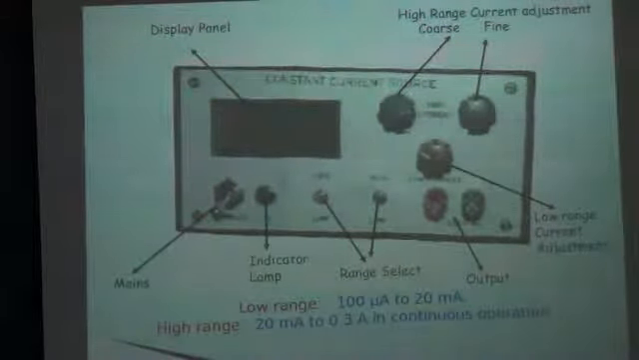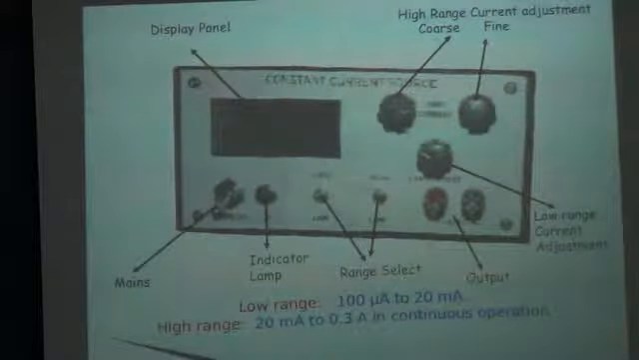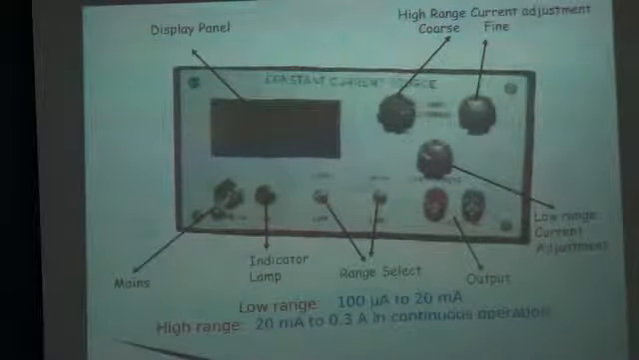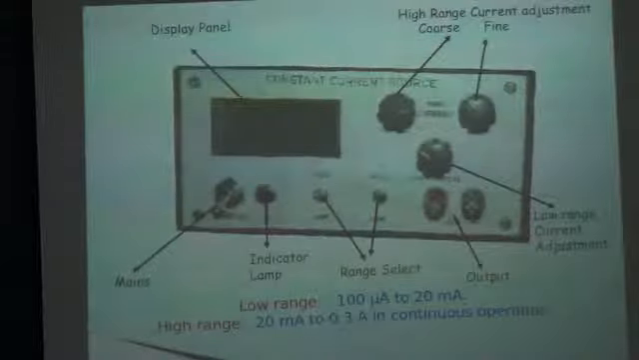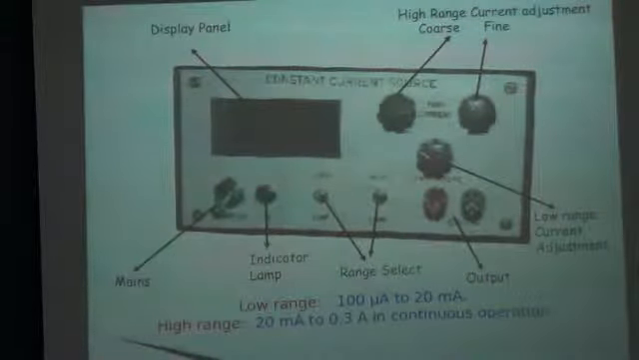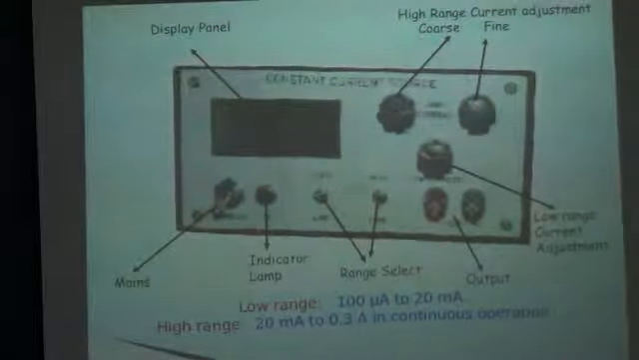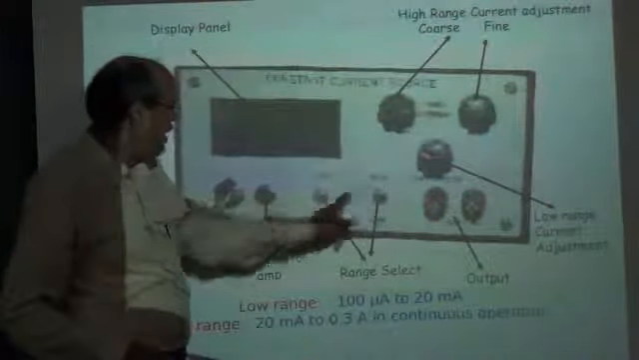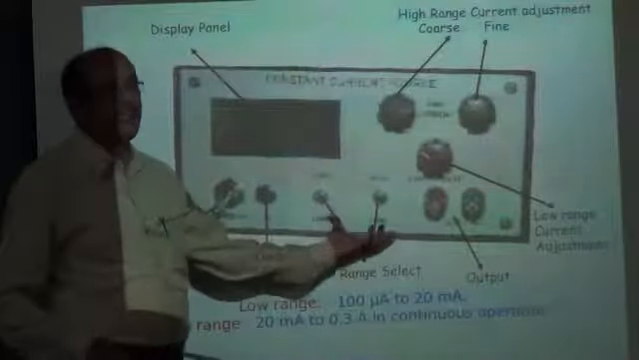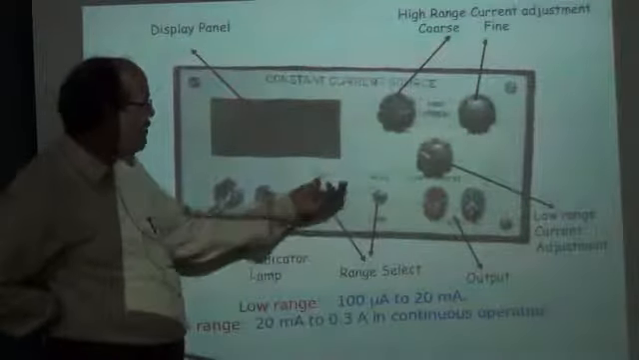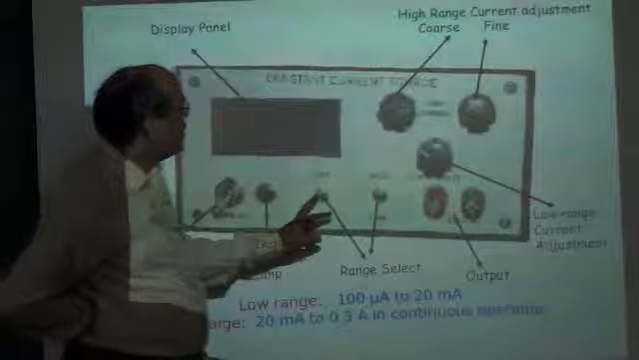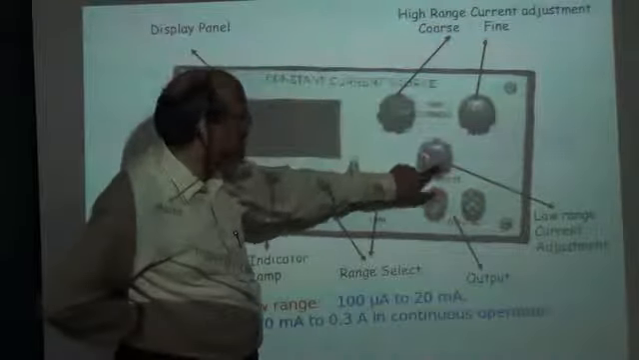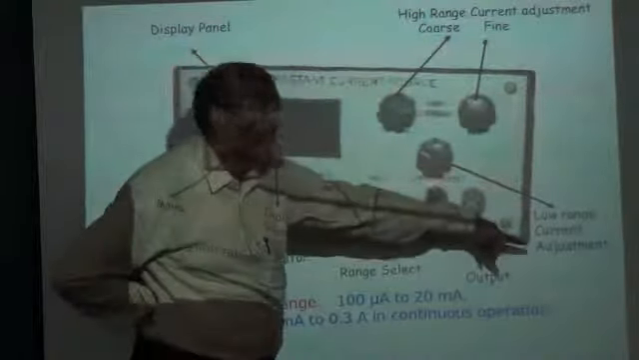Okay, in this device we have a main switch, on and off. We have an indicator lamp that simply indicates whether the instrument is on or off. Then we have 2 toggle switches, high and low. If this is down, it is acting in the low mode. If it is up, it is the high mode. In the low mode, the current is controlled by this. This is the low current adjustment.